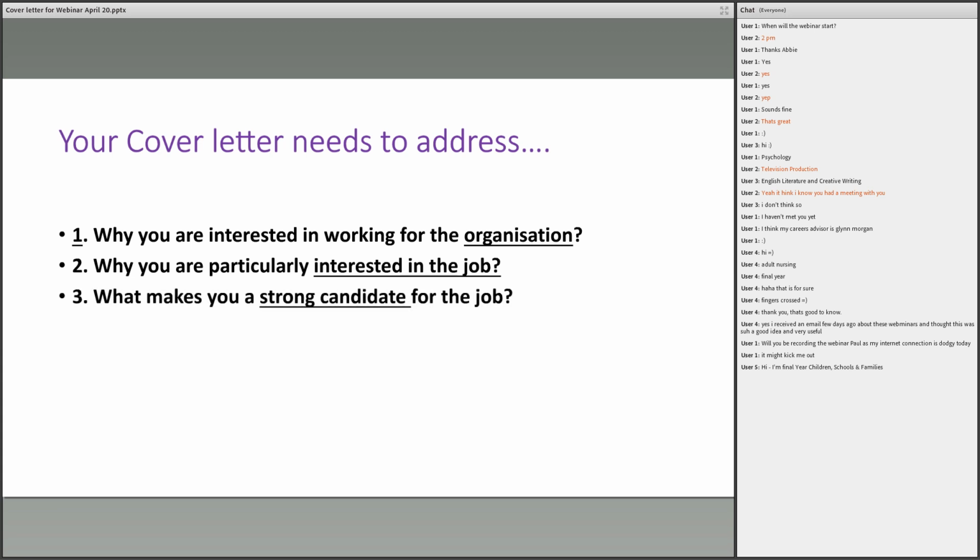So a cover letter needs to address three issues. The first is why you want to work for this particular organisation. I'll use an example from probably about five years ago, which I remember quite well.